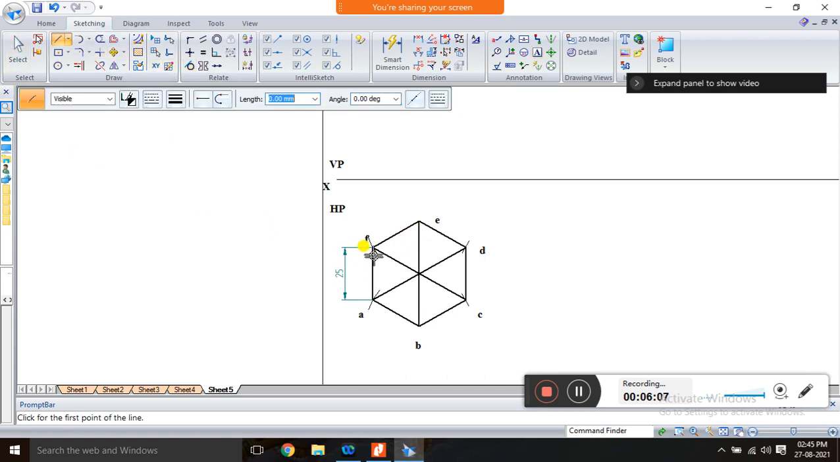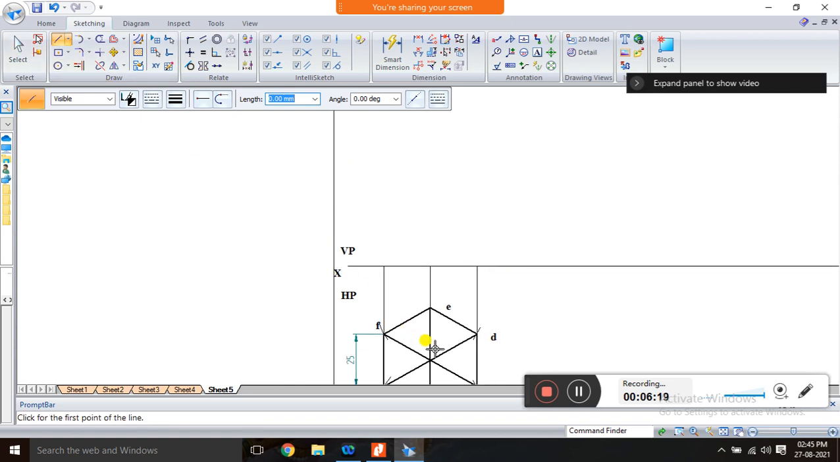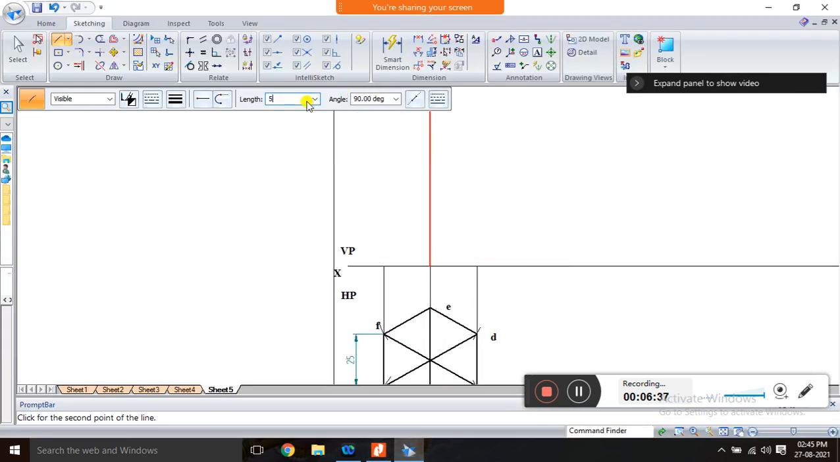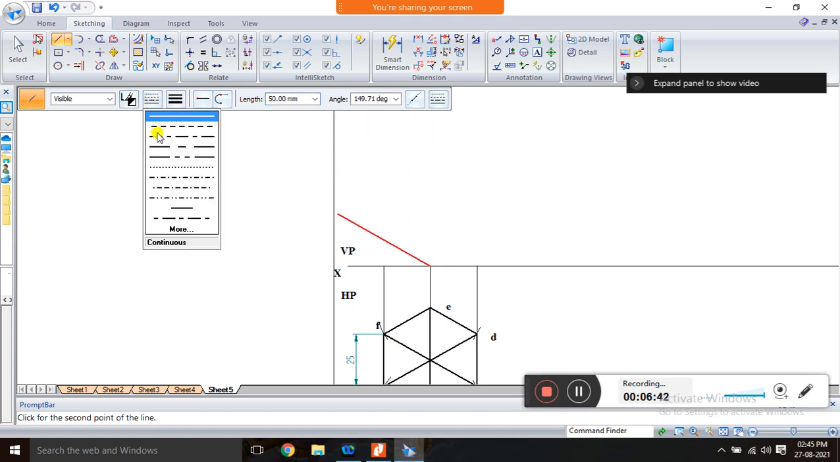Then go for the projection for the front view. So like this you have to project. This projection is done with the help of a scale. You join all the points to the XY line with the help of a scale and pencil. So next, use the same scale and pencil. First you draw the axis of how much? 50 mm. So the axis length is 50, and this should be the axis.